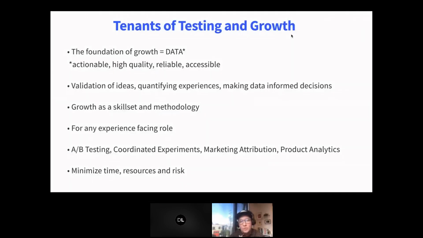Ultimately, I think of growth as a skill set and methodology. As I mentioned, you can be really any individual and be focused on growth. It's just about how you foster that skill set and methodology. Some of the ways in which you might do that is through A/B testing or coordinating experiments. If you're in marketing, you might look at testing or tweaking within marketing attribution, or if you're in product, that might look like product analytics.